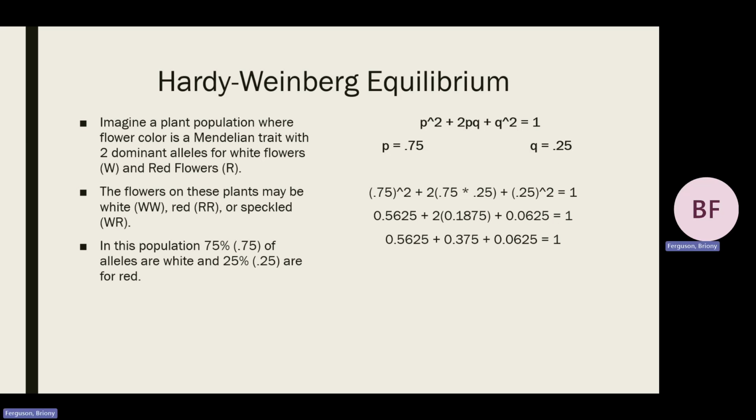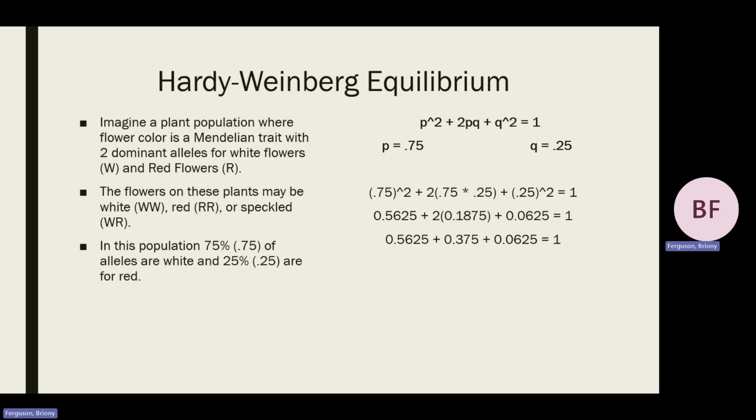So here in this example, we're going to imagine a plant population where flower color is a Mendelian trait with two alleles for white flowers and red flowers. So the flowers on these plants may be white, they might be red, or they might be speckled. And we know in this population that 75% of the alleles are going to be white and 25% are going to be red. So p equals 0.75, q equals 0.25, because we want to convert those into decimals. And then we're just going to plug them into p squared plus 2pq plus q squared equals 1.